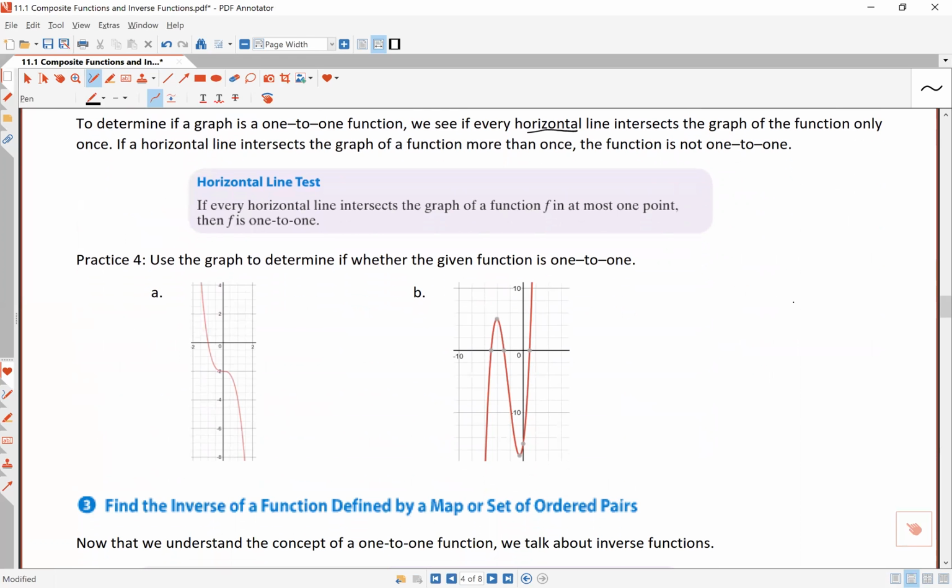So here's a practice problem for you to try. Use the graph to determine whether the given function is one-to-one. You probably have your guesses by now. Letter A is going to pass the horizontal line test. So this, yes, is one-to-one.